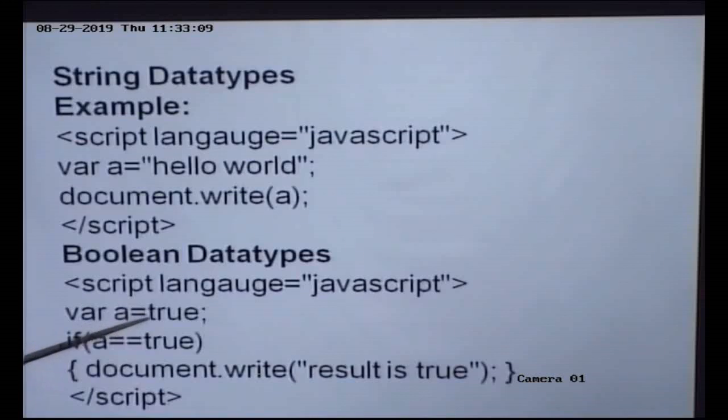Suppose I define the boolean type as false, then false is equal to true is obviously false, the condition becomes false, and it will skip the block. So as per this example the condition is true, it will enter into the block. So what is the right statement here? The result is true. So boolean data types are used to check the variable condition, that is either true or false.